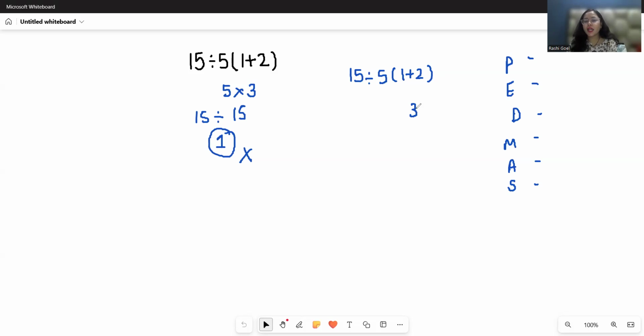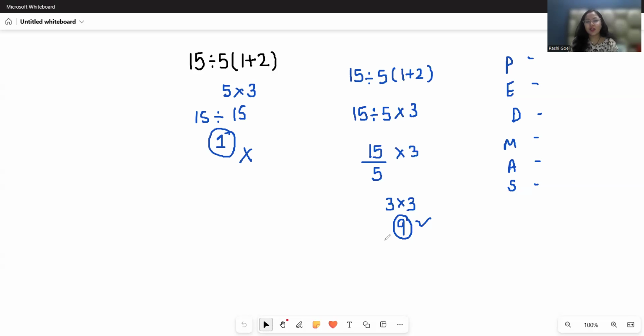So when you solve the expression, first rewrite the left out terms. That is 15 divided by 5 times 3. Now we have division and multiplication. We know that both have the same priority, but we have to solve it from left to right. So we will write 15 divided by 5 times 3. 15 divided by 5 is 3. 3 times 3 is 9. So what is the correct answer? 9, not 1. I hope you find it useful.